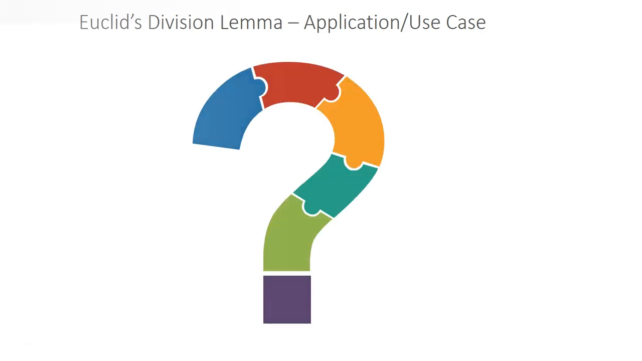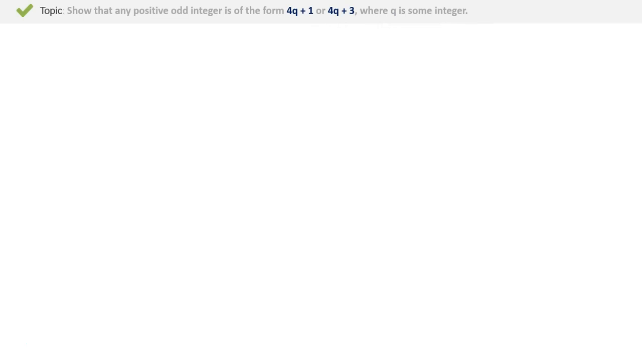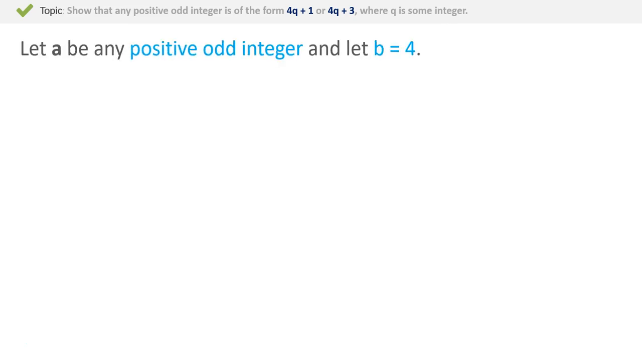In this section, we are going to talk about some of the applications and use cases for Euclid's division lemma or algorithm. Let's start with one of the examples where we want to show that any positive odd integer is of the form 4q plus 1 or 4q plus 3, where q is some integer. Now let's try to prove this using Euclid's division algorithm.